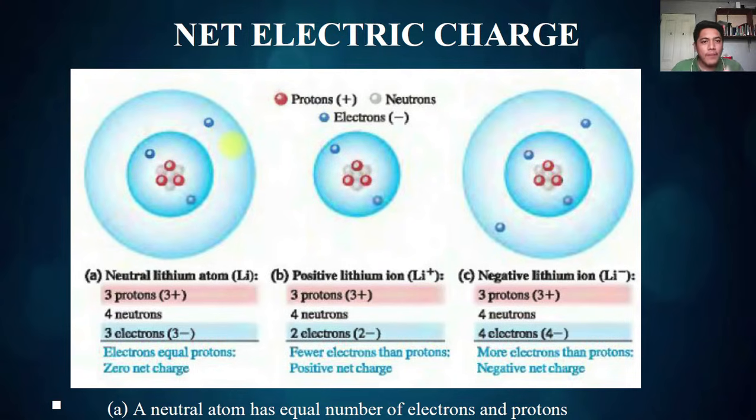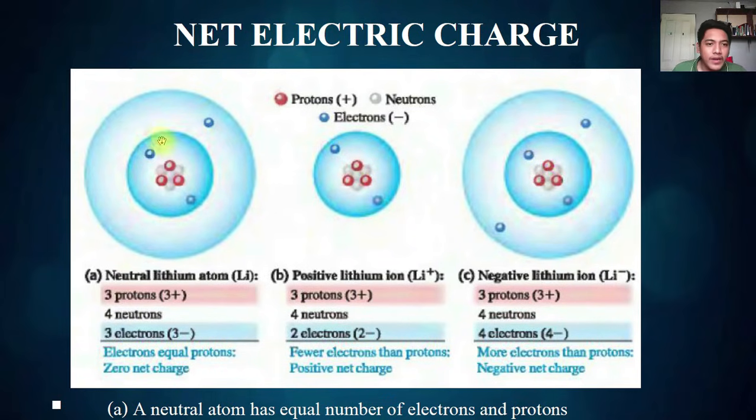In this second image, we have a positive lithium ion, or a net positive charge on this atom. Why? Because I stripped off one electron from the original neutral lithium atom, and hence the number of protons is now greater than the number of electrons. So we call this a positive lithium ion, a net positive charge atom, because the number of protons is greater than the number of electrons.